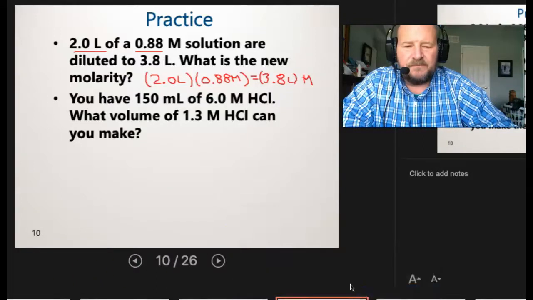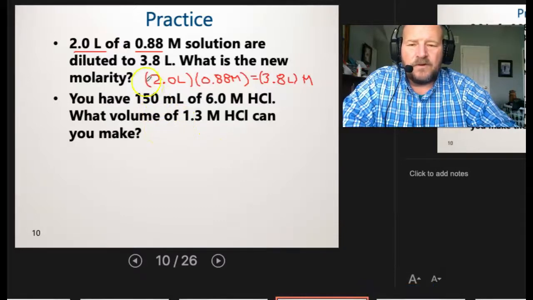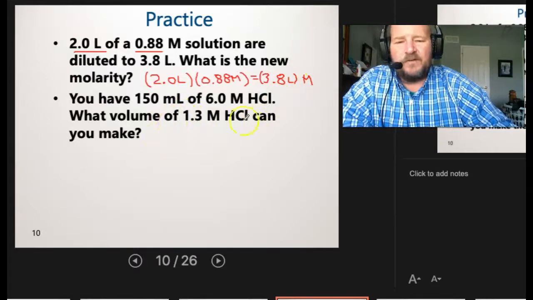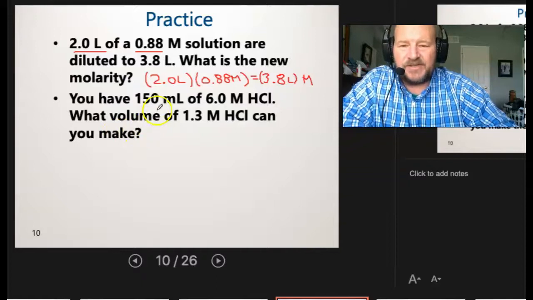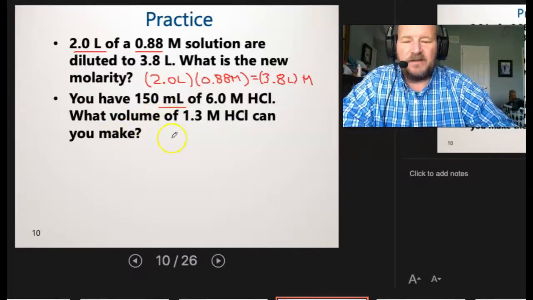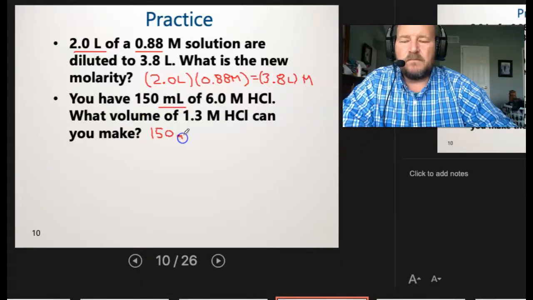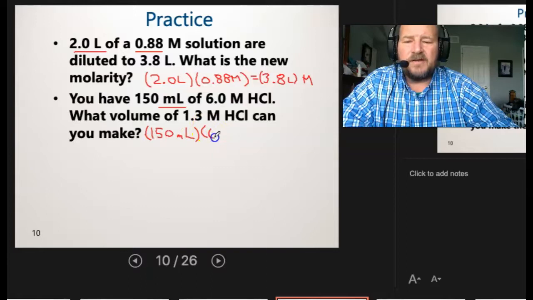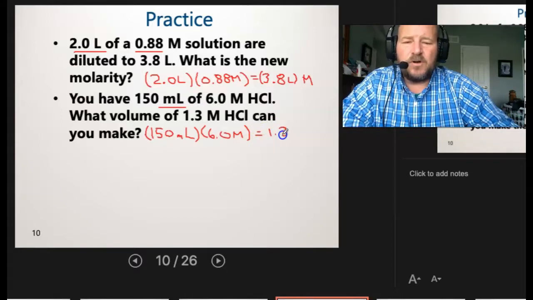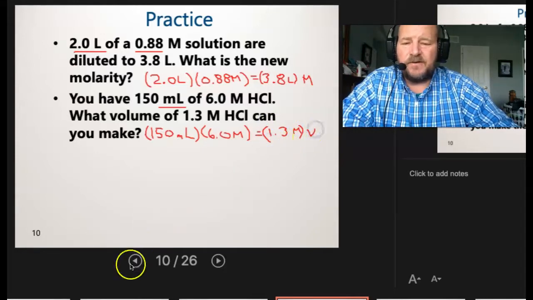All right, so this time we're going to set up the same equation. The beautiful part here is, since it says what volume of this can you make and it doesn't give us a unit, we can actually do this in milliliters and not convert to liters. So I can take 150 milliliters and multiply that by the 6.0 molar, and that's going to equal 1.3 molar times that new volume.